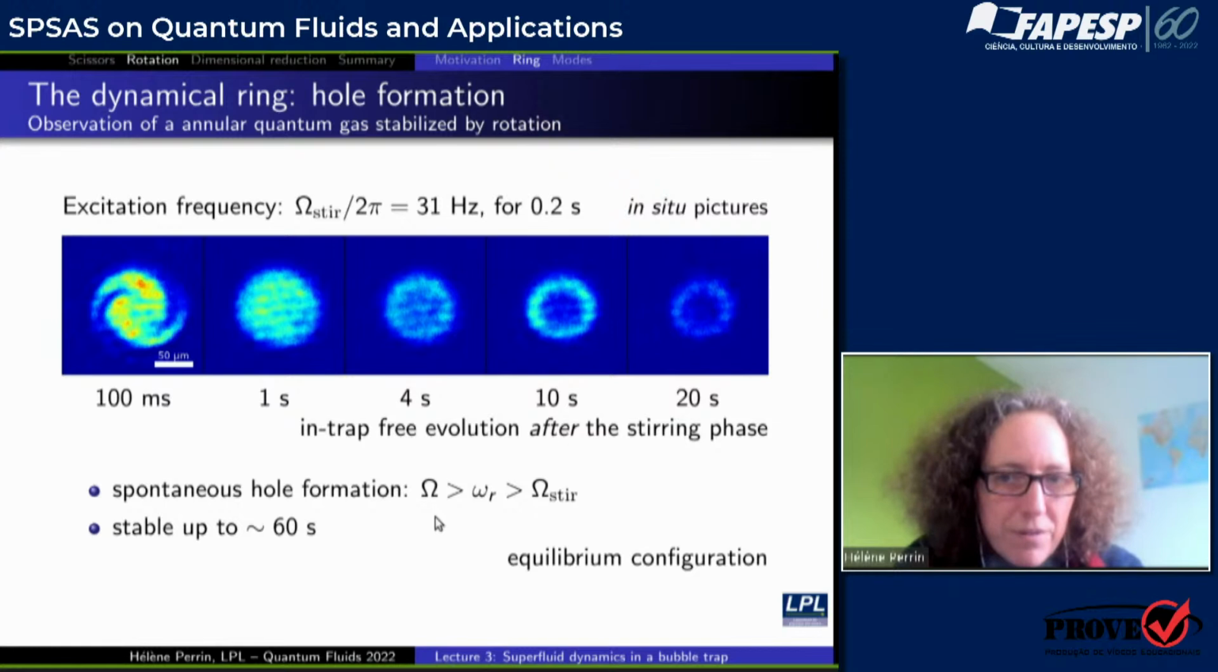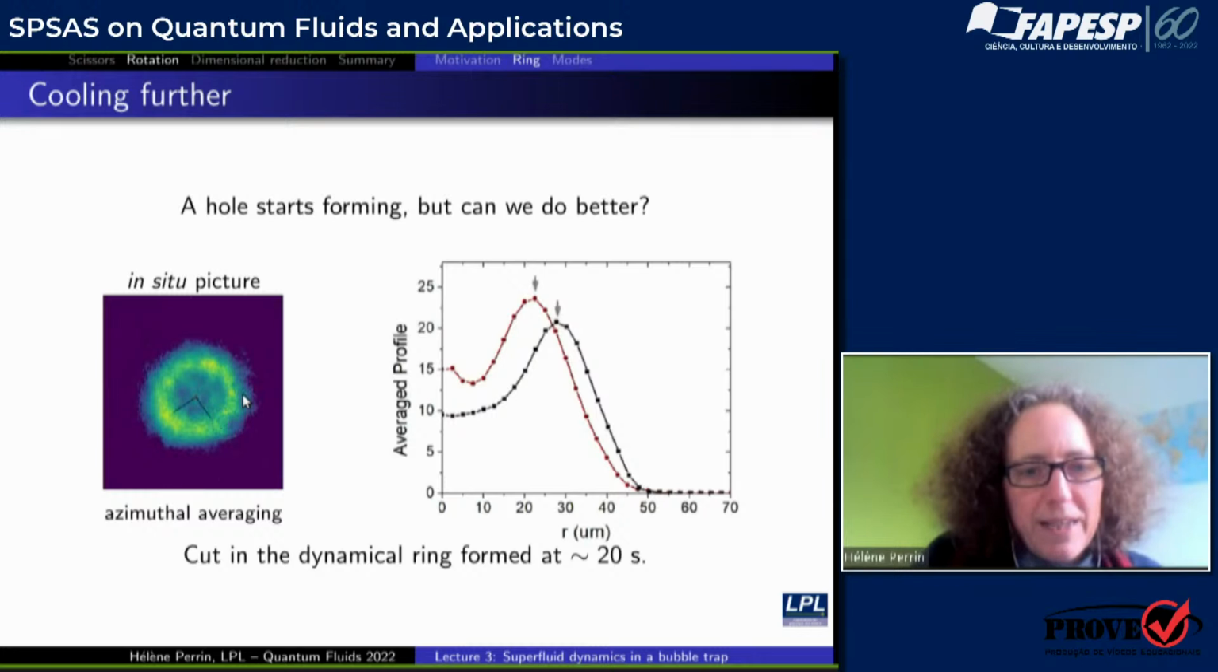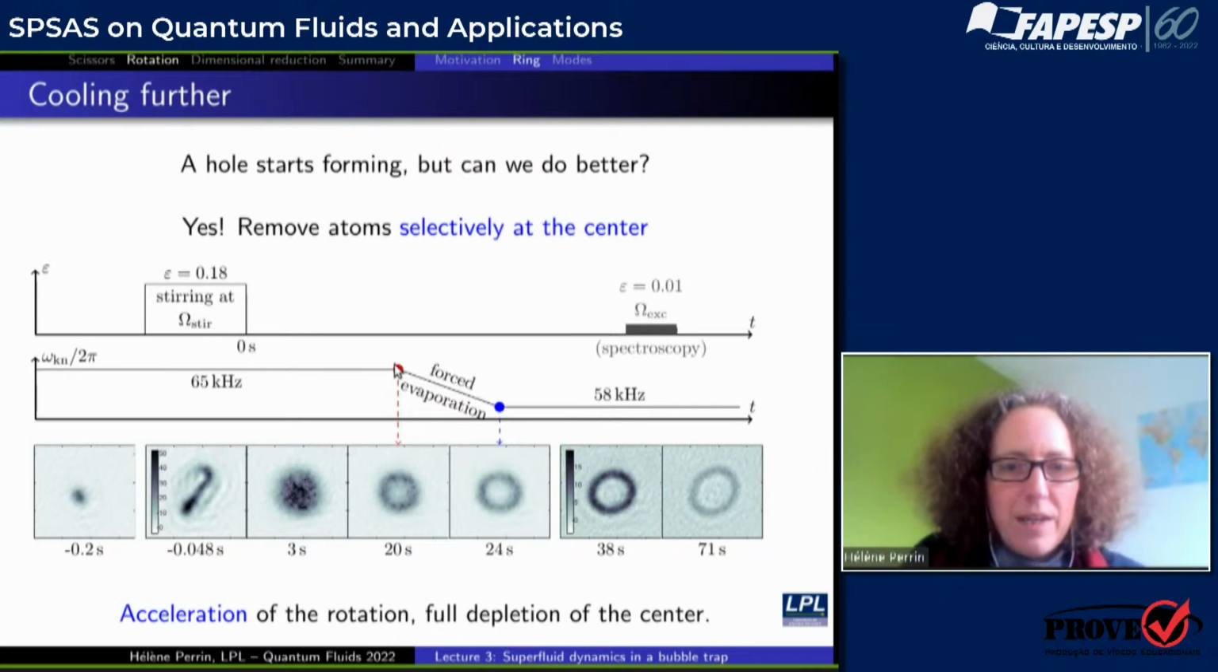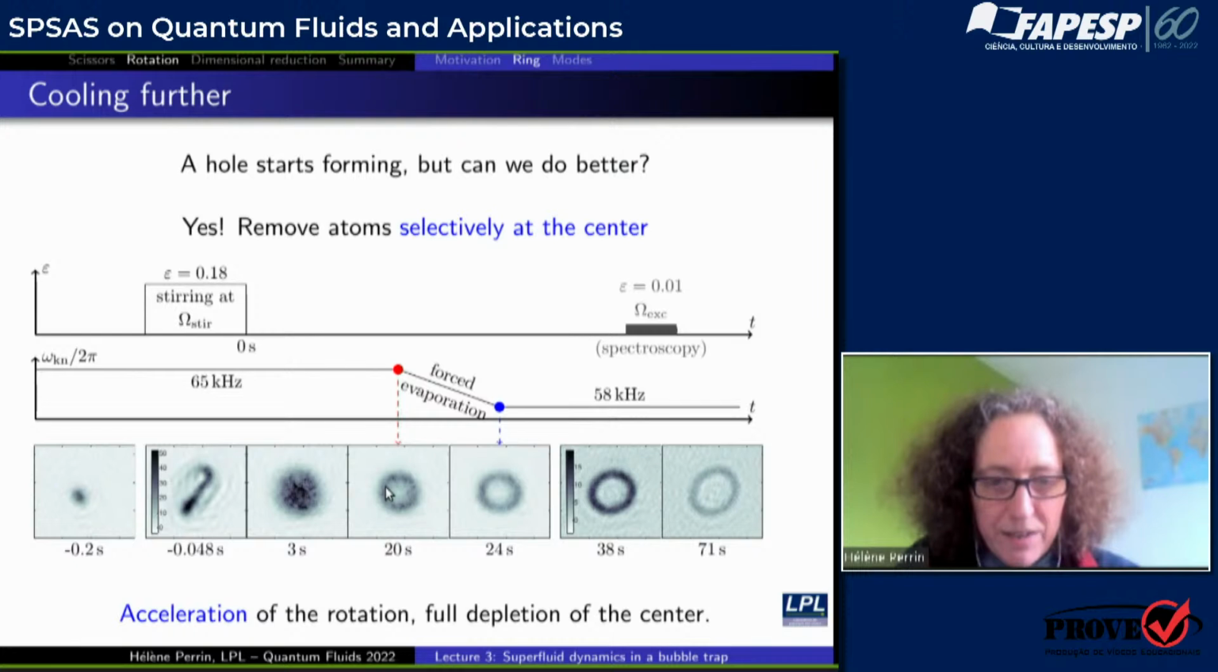So now, is it a hole or not? To be sure, we perform an azimuthal average of the distribution. What we see is that there is a clear maximum at some finite radius, but in the center, there are still atoms. So to completely deplete the center, what we do is to use an RF knife and to force evaporation starting from this stage to remove the atoms which are in the center.